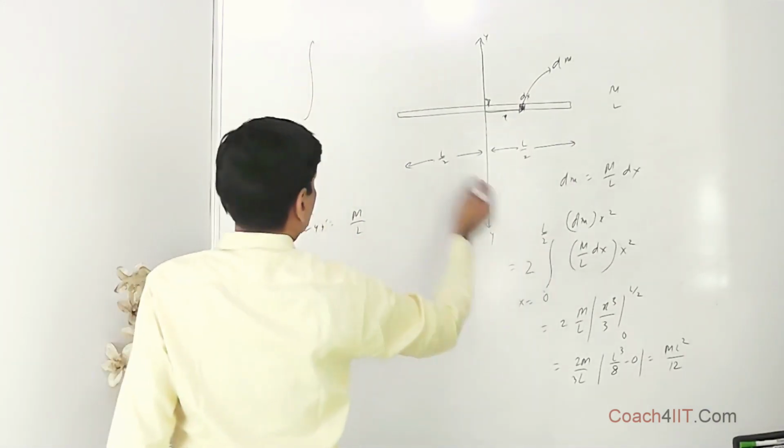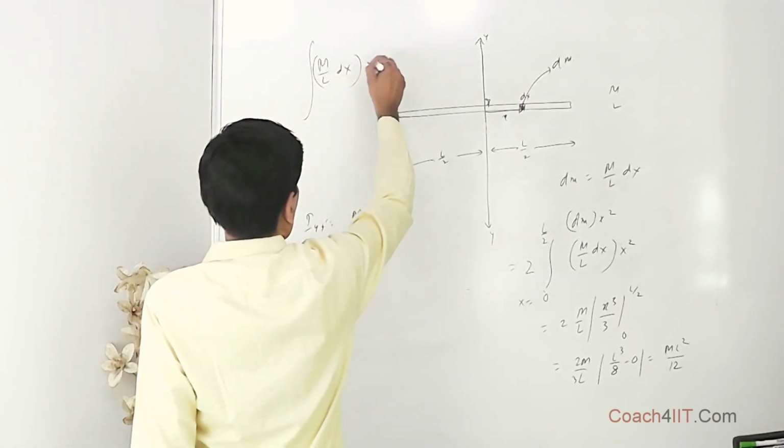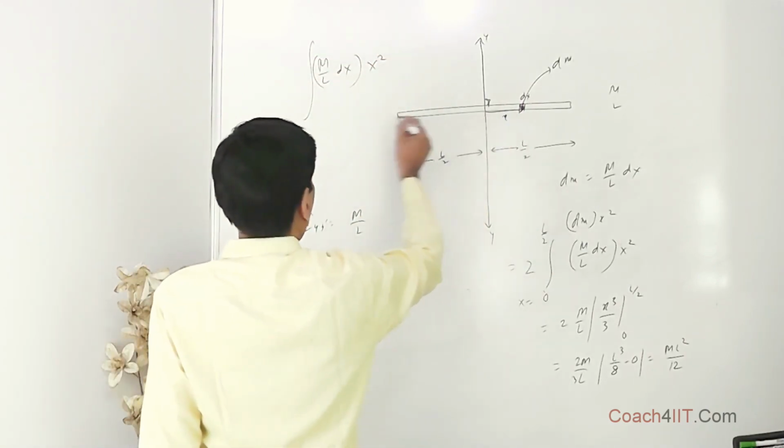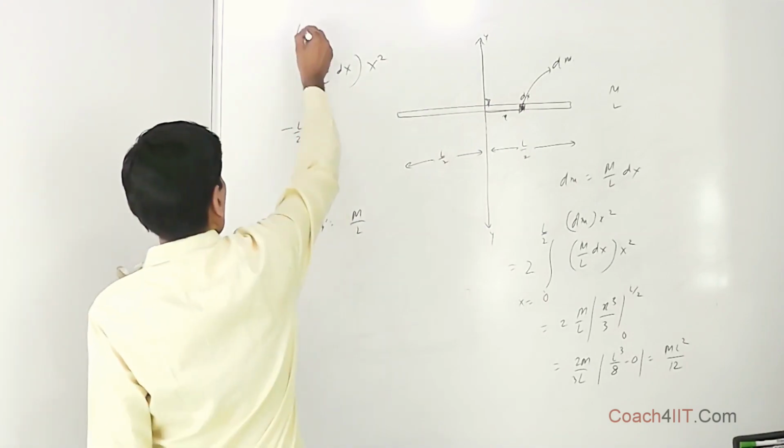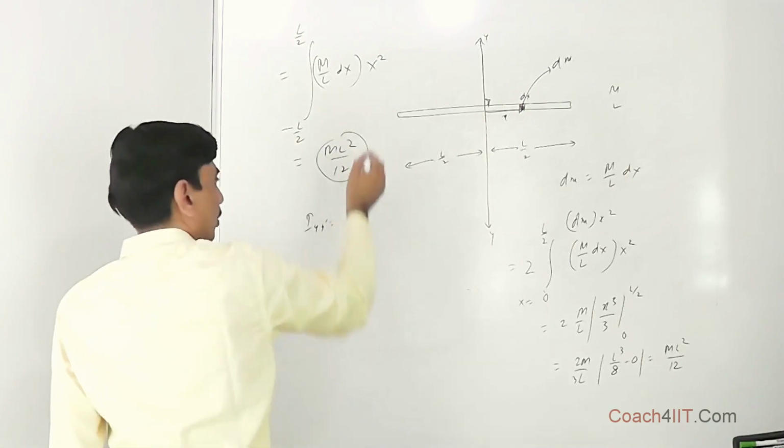Let's say the rest remains the same, that is (m/L) dx into x^2. Then the limits could have been taken from x = -L/2 to +L/2, and this will also give mL^2/12. The moment of inertia will not change.